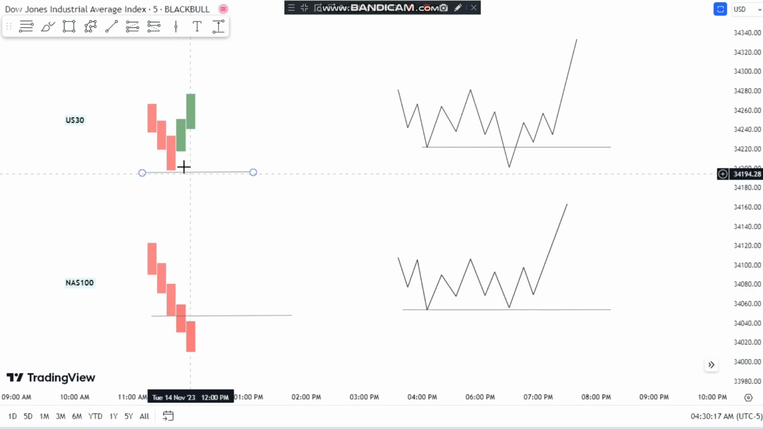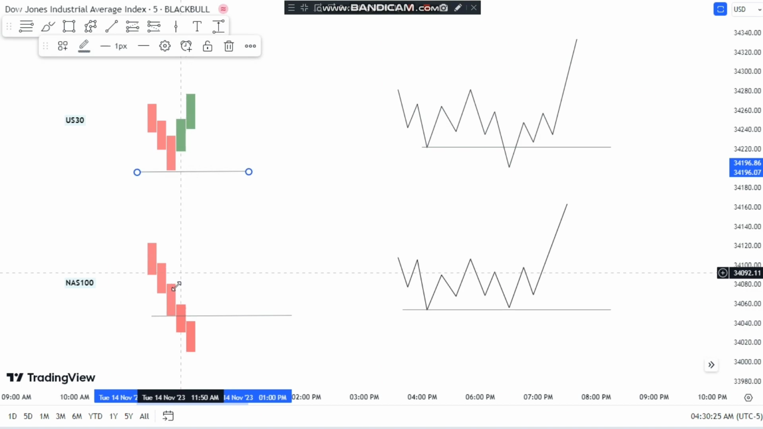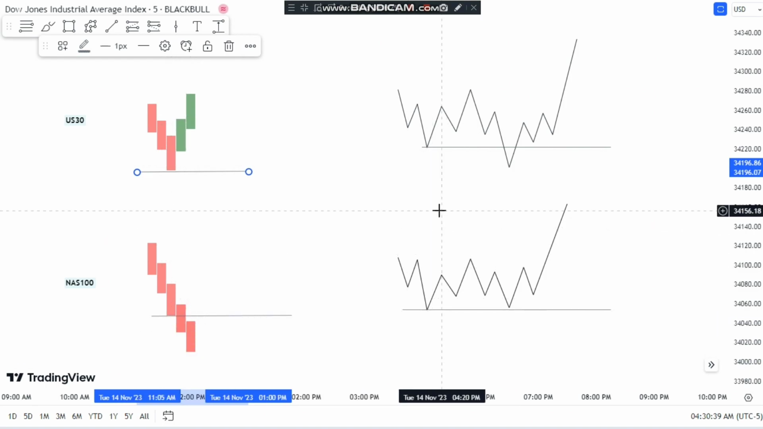What is SMT divergence? When one of the pair sweeps the lows or the highs and the other doesn't, we get an SMT divergence like we got here. You can see NAS 100 swept this low and US 30 didn't sweep this low. So we got an SMT divergence. Now these are the SMT divergences of consecutive candles. Okay. Now there is another kind which is based on the previous swing highs and swing lows.